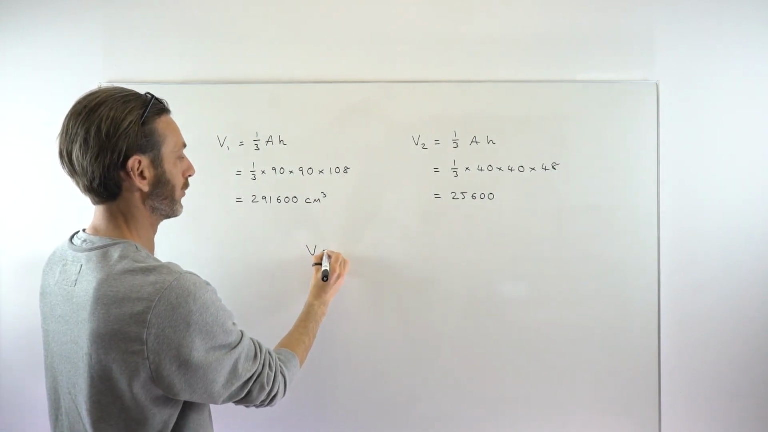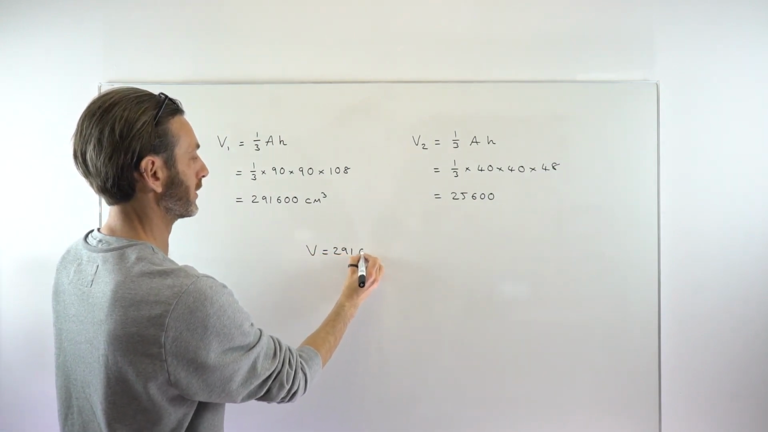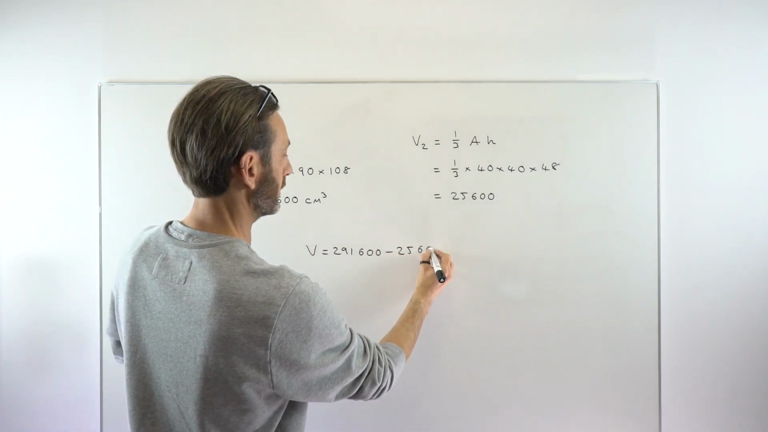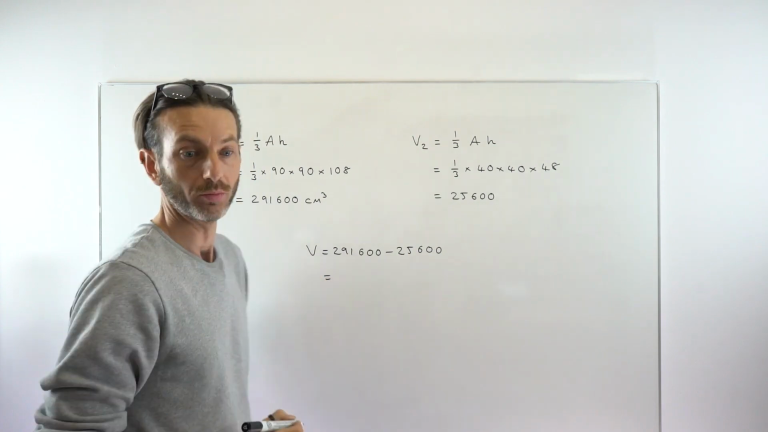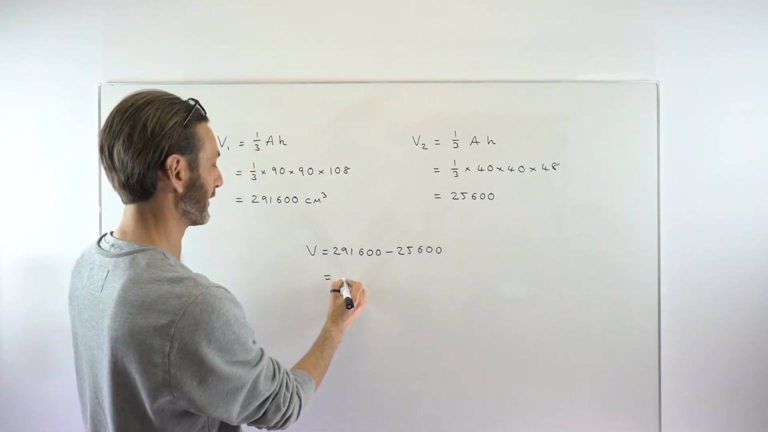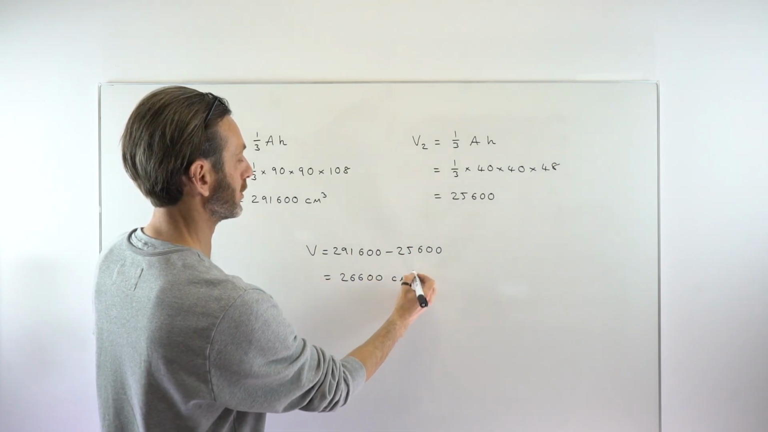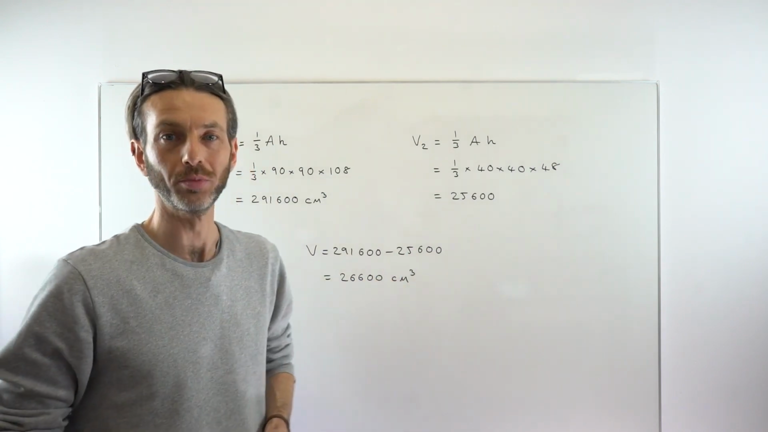Then just a case of subtracting the smaller one from the bigger one. So to get the total volume, we're just going to do 291,600 minus 25,600, and that comes out to be, I'm not going to do that in my head, it is a calculator question, so 266,000. And just remember your units, centimeters cubed.